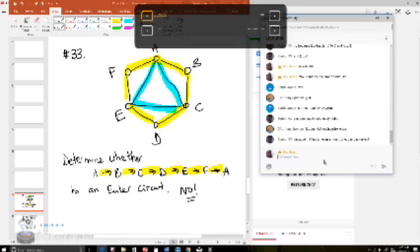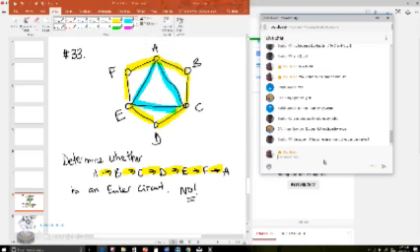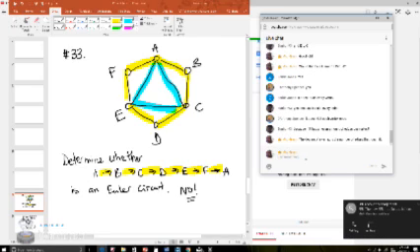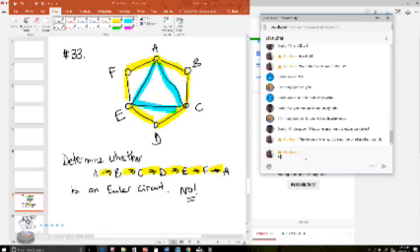Very good, William. William's got it. So he said if there's an even amount of edges per vertex. That's right. That's called the degree of the vertex. The degree of a vertex is the number of edges that touch it. And what he said is basically that all vertices must have even degree to have an Euler circuit.